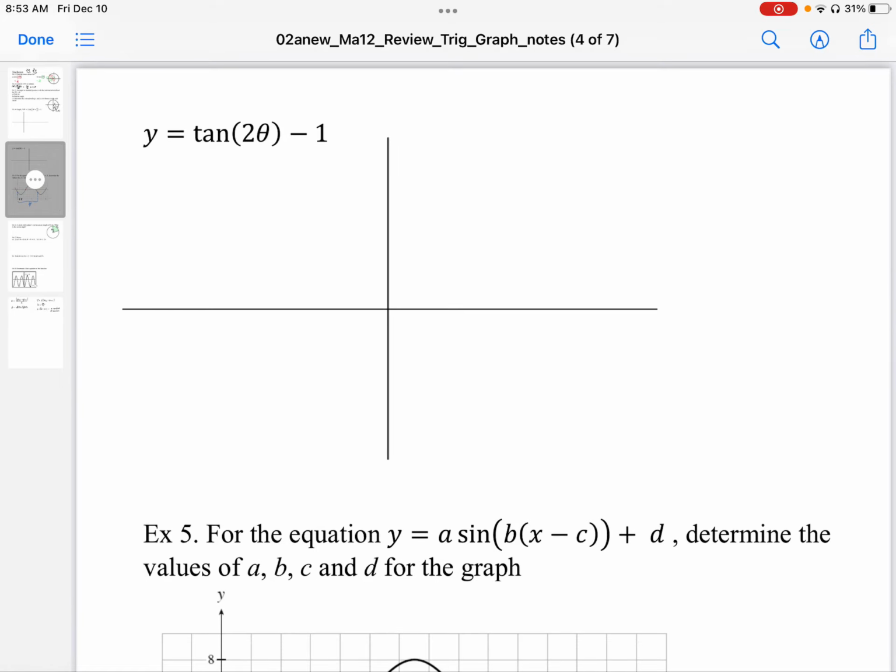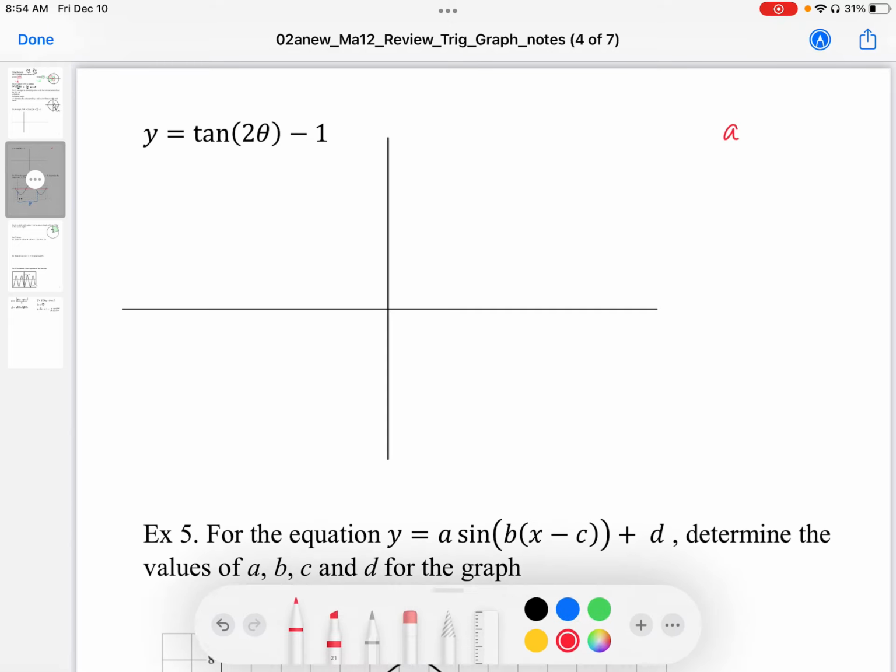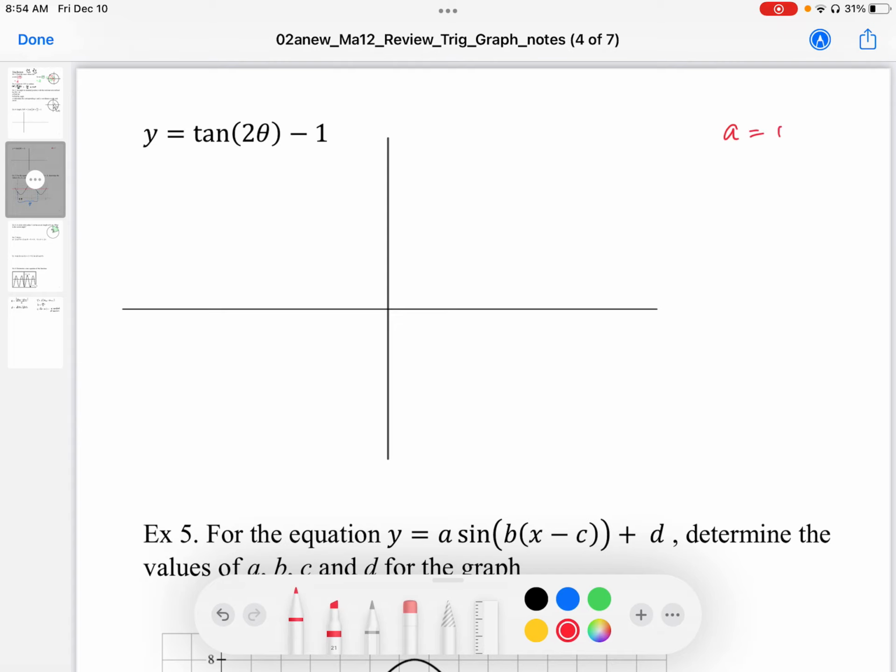For the tan function, we just have to be a little bit wary of the difference in the period for tan. So the period of tan is pi. But we still need to do the same things. We want to identify the a value. In this case, the a value is 1. And with tan, it's very difficult to show the vertical expansion. But I'll show you how we can do that. Okay, so a is equal to 1.